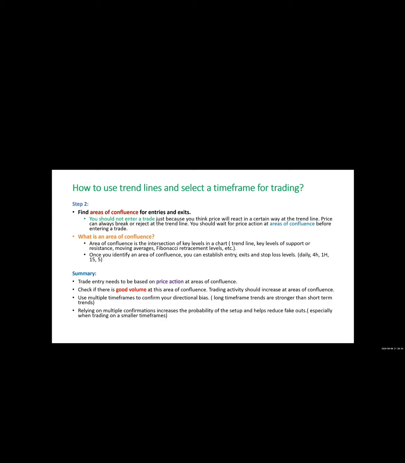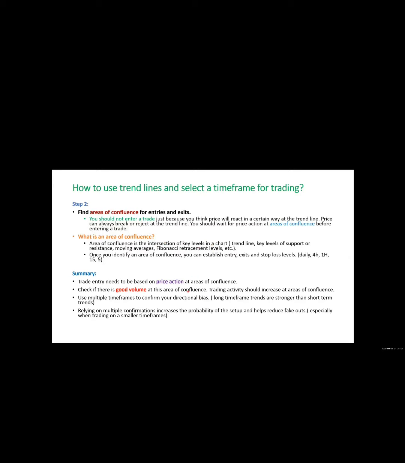Check if there's good volume at this area of confluence. Trading activity should increase at areas of confluence. So this point here is important. When you see a stock rallying and just moving along, at some point there will be a breakout, or there's going to be an area where there's going to be a lot of price action. So what does that mean? That's what we call an area of confluence, because at that area, wherever that key intersection area of a chart, we're going to see a lot of volume coming in.